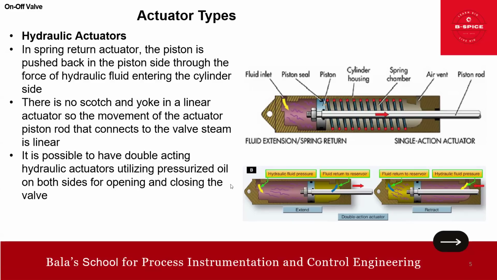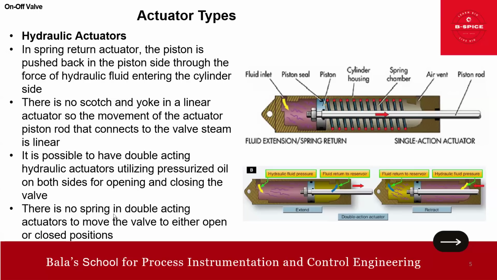So this is the extension. The fluid force acts and the actuator extends, and the fluid returns to the reservoir. Now you see here, this is your fluid force, and the direction is like this, and here the fluid returns to the reservoir. So this is the double acting. There is no spring in double acting to move the valve to either open or closed position. Just remember, friends, here there is a single spring return, but here there is no such spring. So this is about the hydraulic actuator.